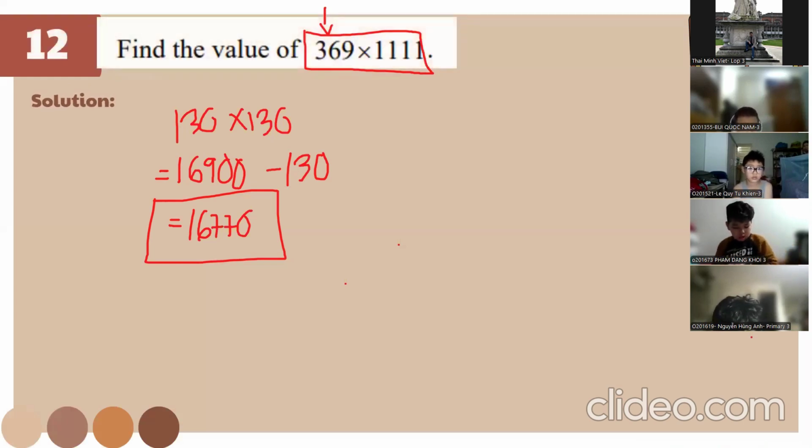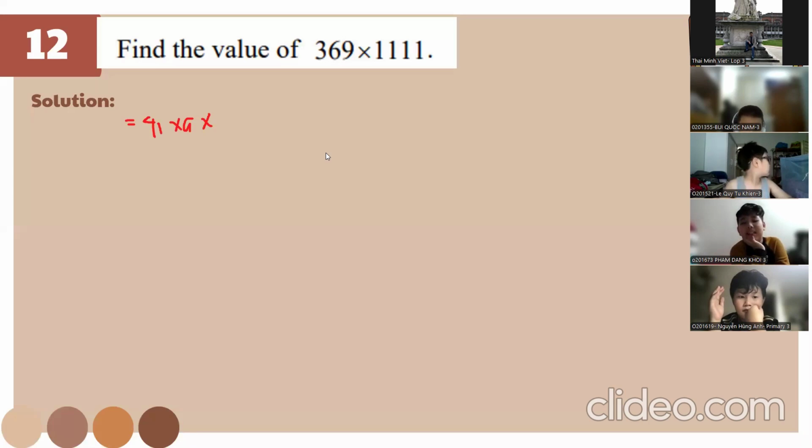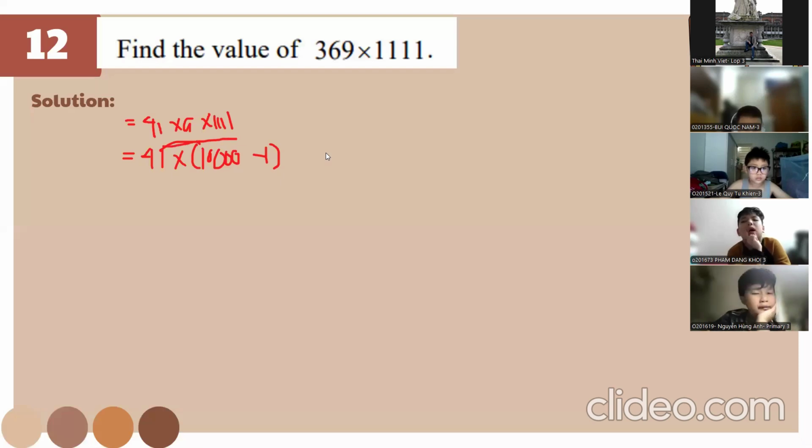So we have here 369 times 1111. For this one you can just use a shortcut method: 41 times 9 times 1111 is equal to 41 times 10,000 minus 1.